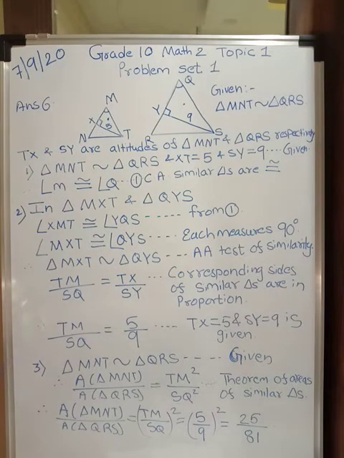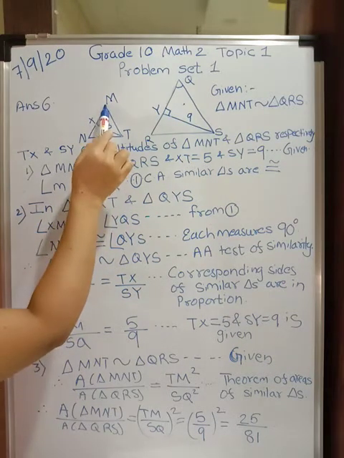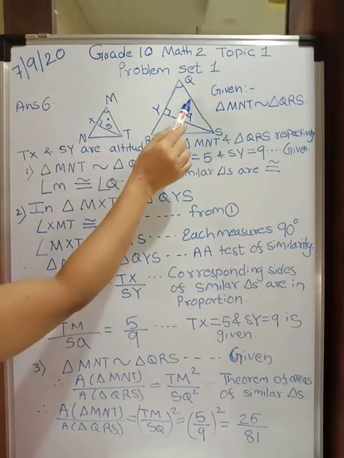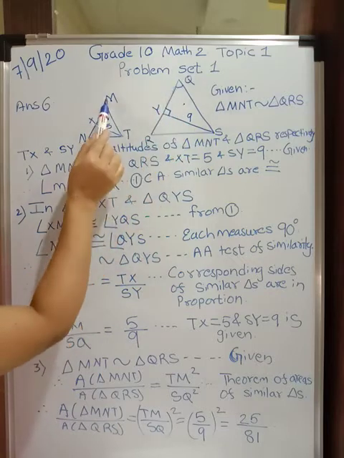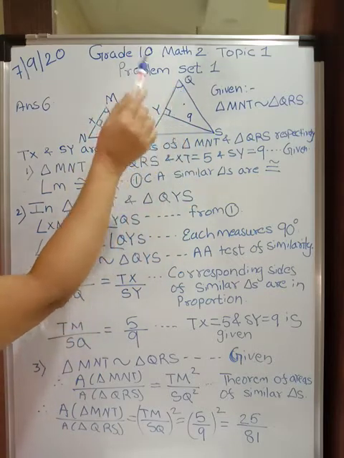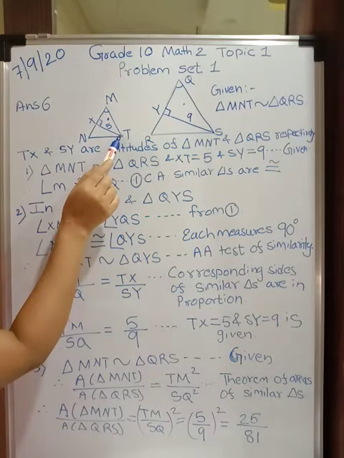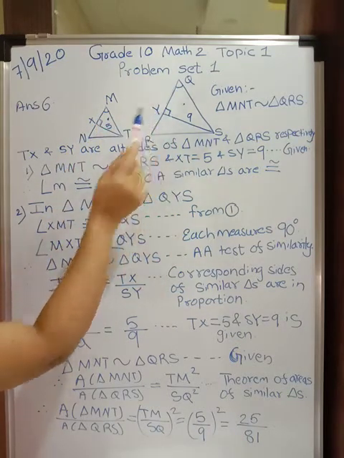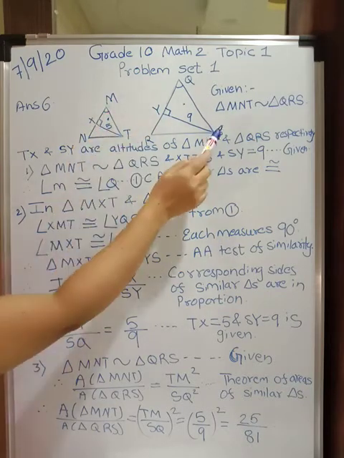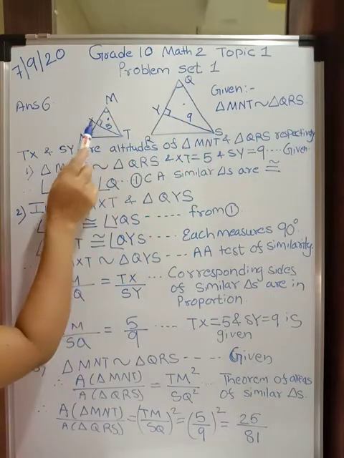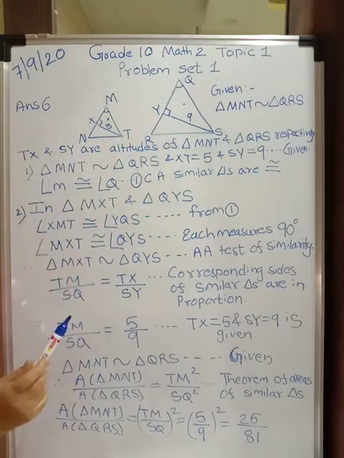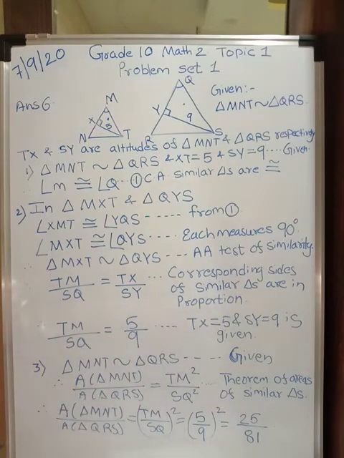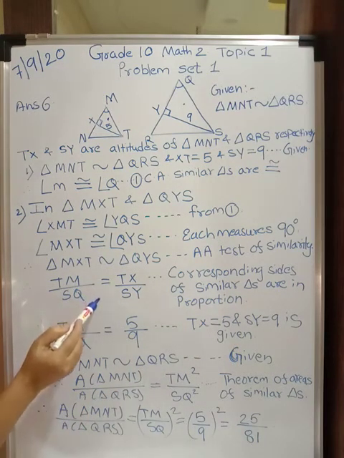Once it is proved, we can write TM. Now see, TM means opposite to 90 degree. Here opposite to 90 degree will be SQ. So TM upon SQ will be equal to TX. TX is altitude. Opposite to M, here opposite to Q, altitude is SY. So what we got? TM upon SQ is equal to TX upon SY. Here I have written, yes. Okay. Corresponding sides of similar triangles are in proportion. So you got this ratio.